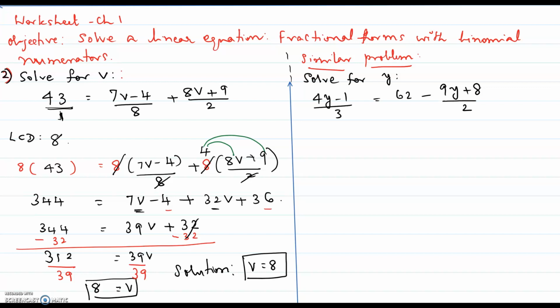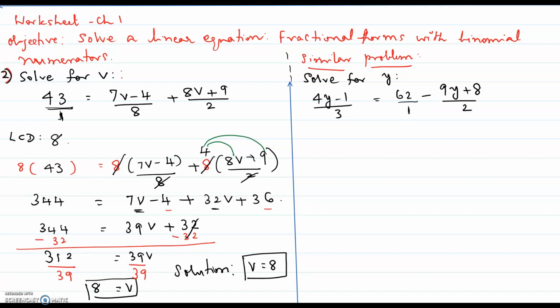Now we shall look at a similar problem to problem number 2. Solve for y. (4y minus 1) over 3 equals 62 minus (9y plus 8) over 2. You notice here the first term and the last term have a denominator. The 62, the first term on the right hand side, doesn't have a denominator. So throw a 1 below to make it look as if it has a denominator. So divide it by 1.